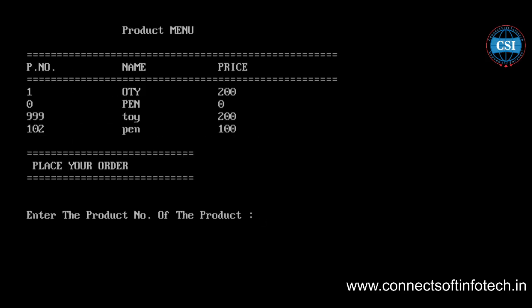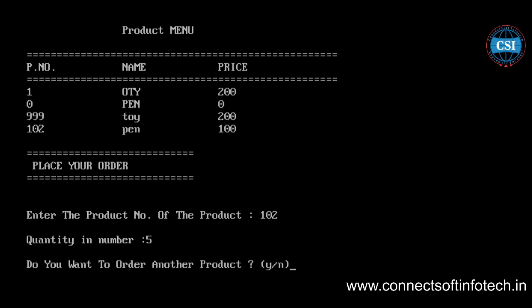Now customer. Okay, now the customer can see the product pen. Recently I added the pen, or not? See here, recently I added the pen. Now place your order. Product number. What is the product number? 102 is the product number. Okay. Quantity. How many do we want? 5 quantity. What will be my price? 500. Okay.